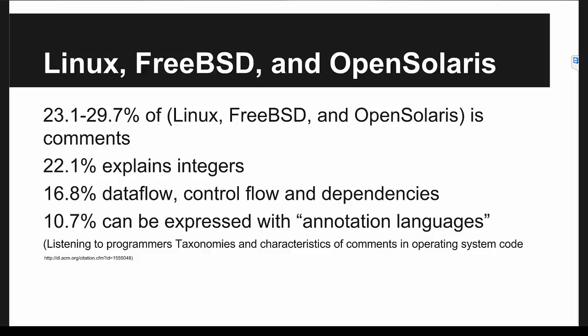I was kind of surprised to see that 22% of those comments are explanation of integers, because in C and in C++ you can write typed integers, so to speak. You can give them another name. Instead of int age, you can have an age that works like an integer. 70% is like data flow, control flow, and dependencies. And I think that is the important stuff. And 10% of these things, the scientists in this study think can be expressed with annotation languages.